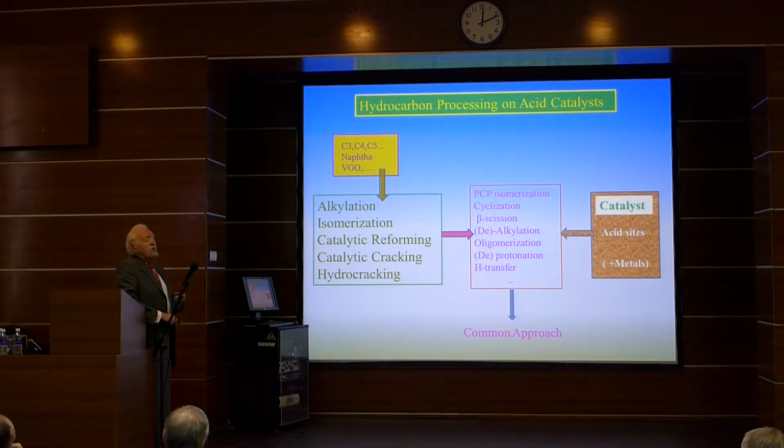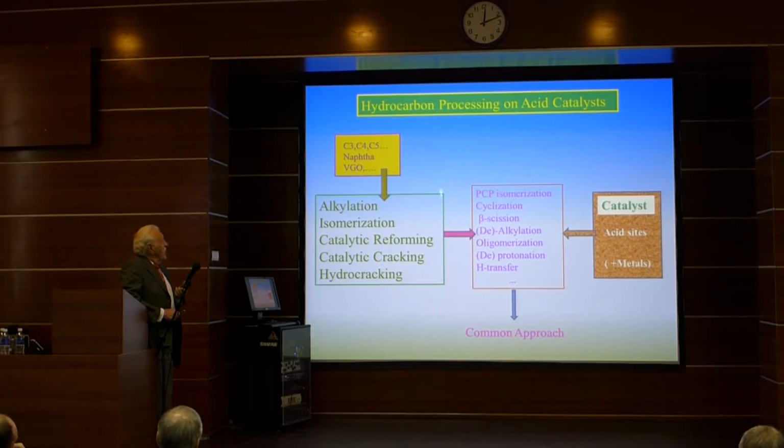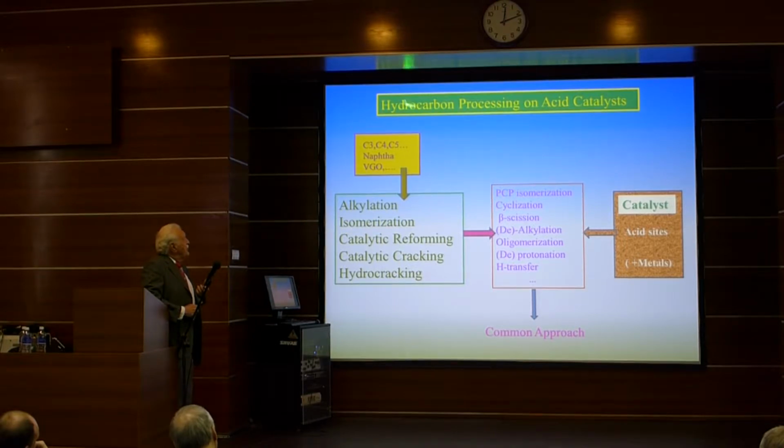Well, having the information on the composition of the LCO or VGO fraction or whatever that we're going to deal with, whatever the feed is, naphtha, VGO or whatever, if we do hydrocarbon processing on acid catalysts, these are the types of reactions that we will encounter. Alkylation, isomerization, reforming, etc., etc.